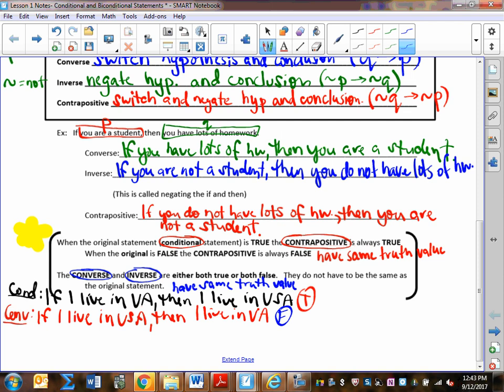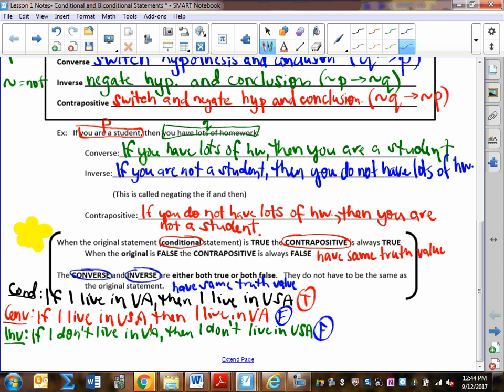All right, now our inverse we should expect to be false, since the converse is false. Let's take a look at it. My inverse: if I don't live in Virginia, then I don't live in the USA. Is that false? Yeah. If I don't live in Virginia, again, I could live in one of the other 49 states and still be in the USA. So that would be false.